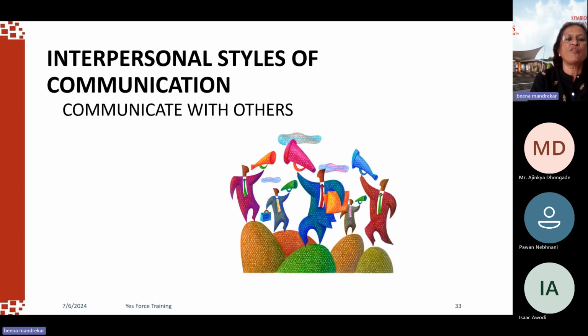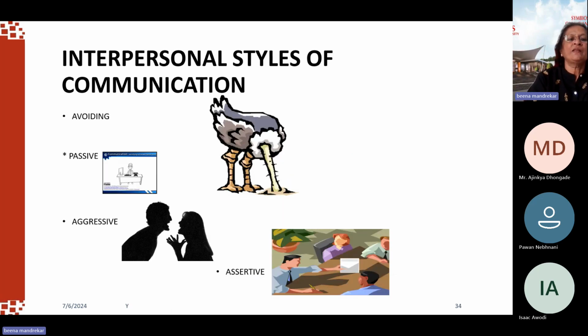Interpersonal styles of communication. Interpersonal is how you communicate with others. Now, for persuasion, also, for selling, for negotiation, you need communication, right? How you communicate with others, there are 4 types. Interpersonal styles of communication is avoiding, passive, aggressive, and assertive. Avoiding is passive aggressive. One is passive, one is aggressive, and one is assertive.